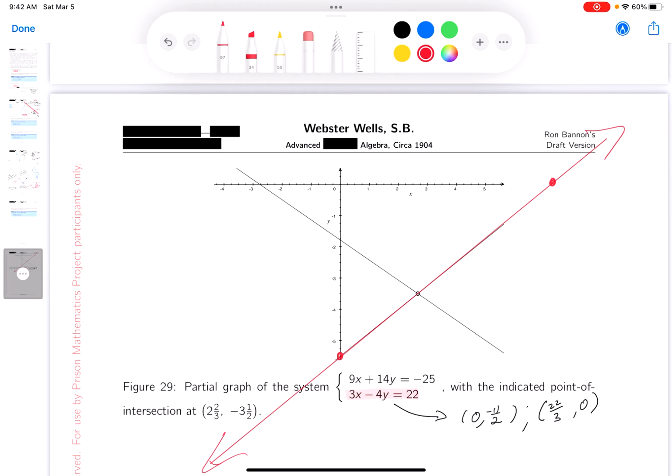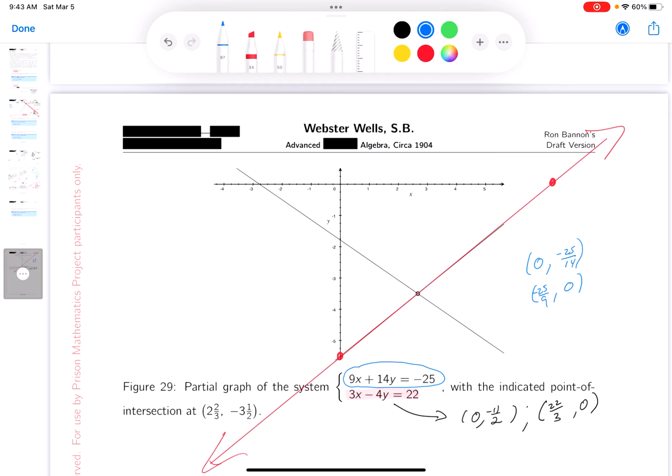Okay? I got to do the other one too. Now let's do that now. The other one is this one here. And I want to see if I can do that. So I'm going to pick x to be 0. And then you can get minus 25 over 14. And then I'm going to choose the y to be 0. And you can get minus 25 over 9.